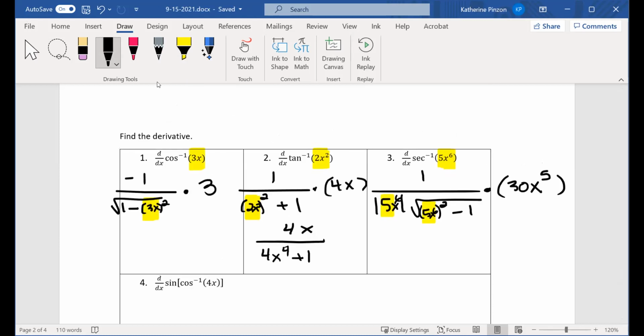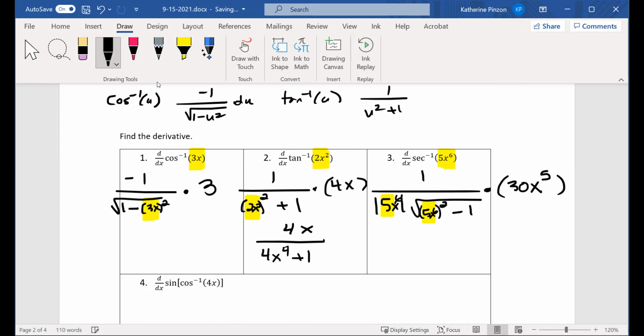So maybe up here when you're writing your rules, you say cosine inverse of u is -1 over square root 1 minus u squared times du. And tangent inverse of u is 1 over u squared plus 1 times du. And secant inverse of u is 1 over absolute value of u, square root u squared minus 1 times du, right? So think of it as a u with that du, a derivative of u at the end.